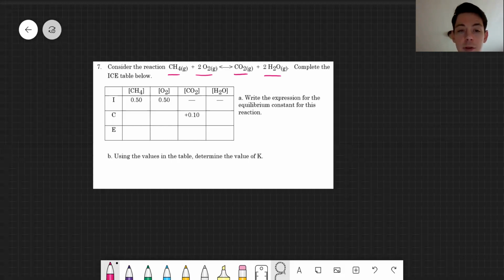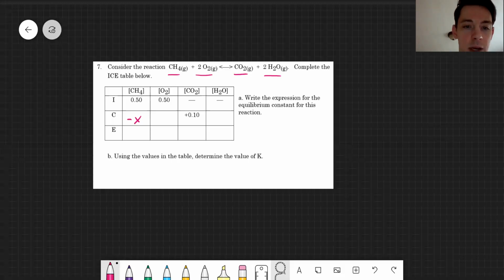And since we don't know all the changes, we're going to use our variable x to represent each change. And we will do negative x for the reactants, positive x for the products, and we'll include a coefficient in front of x if there's a coefficient in the balanced reaction. Okay, so the change for CH4 is going to be minus x. There's no coefficient on CH4.